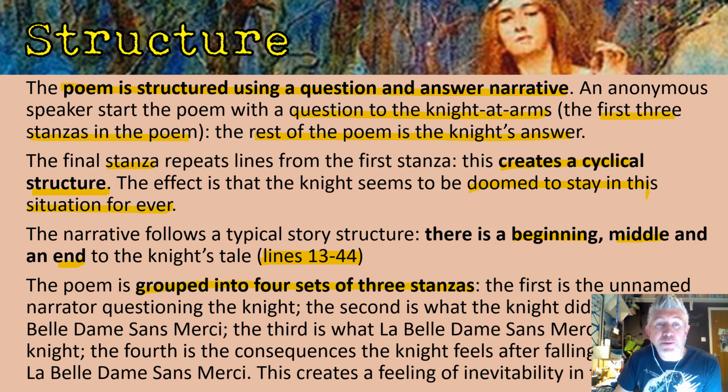The poem is grouped into 4 sets of 3 stanzas. The first is the unnamed narrator questioning the knight. The second set of 3 stanzas is what the knight did to attract La Belle Dame Sans Merci. And the third is what La Belle Dame Sans Merci does for the knight. The fourth is the consequences the knight feels after falling in love with her.